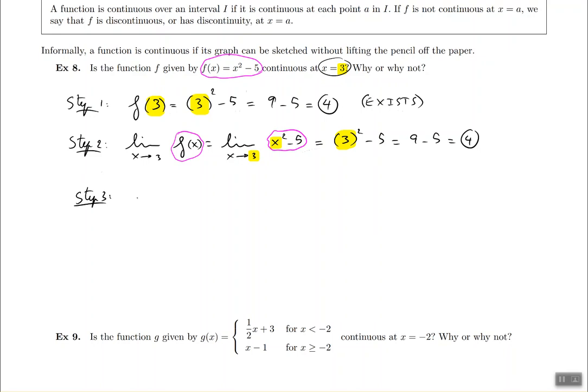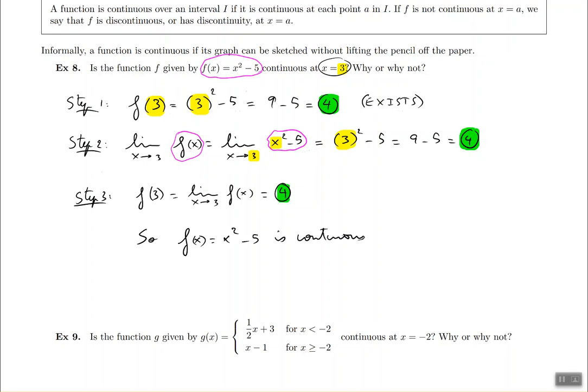Step number 3 is to check, is the first answer that you got equal to the second answer that you got? Is it true or not? The answer is definitely, right? We got 4 for the first one, we got 4 for the second one. They are both equal to 4. So that's amazing. That's awesome, because that means that the function is continuous. So in this case, we can say f of x, which is the x squared minus 5, is continuous at x equal to 3, the number that we had in question.